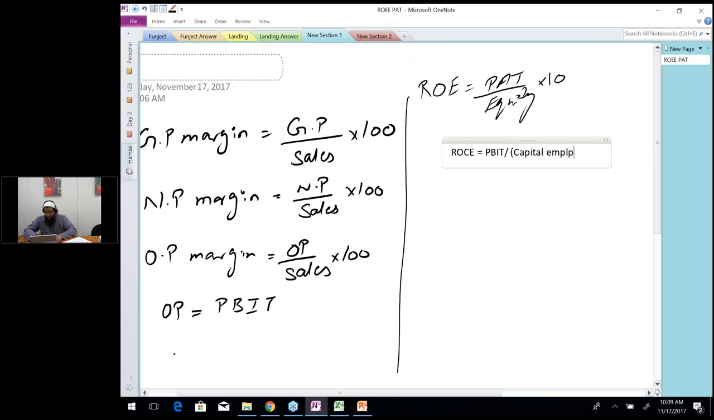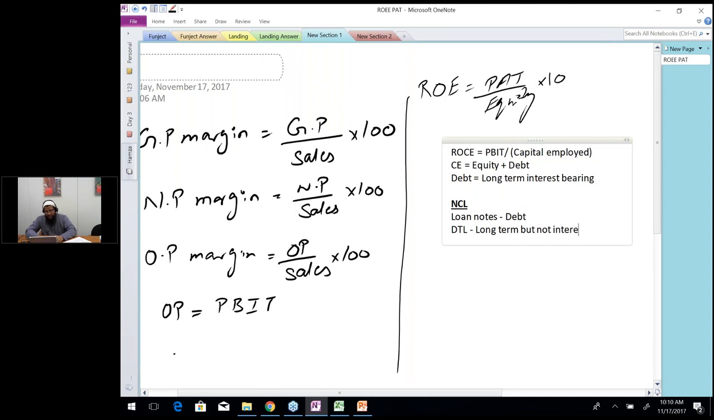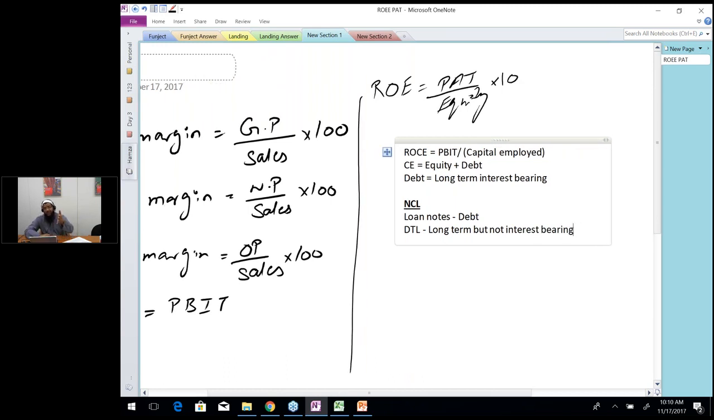And by capital employed, what do we mean? Capital employed means equity plus debt. And what do we mean by debt? Debt is long-term and interest bearing. For non-current liabilities, not all of them are debt. For example, loan notes are debt because they have interest and are long-term. But deferred tax liability is long-term but not interest bearing, so when calculating debt, we do not use deferred tax liability.